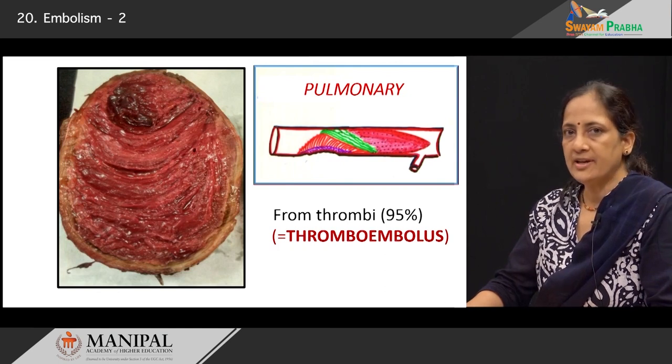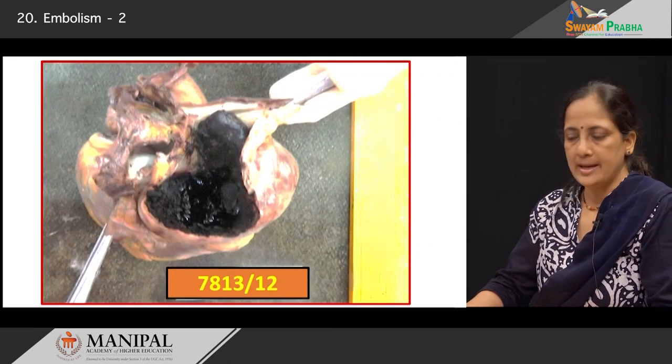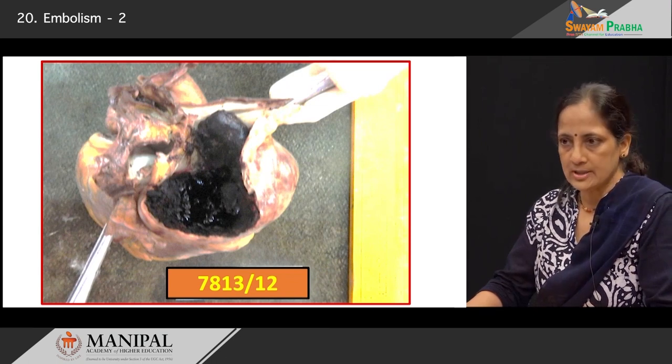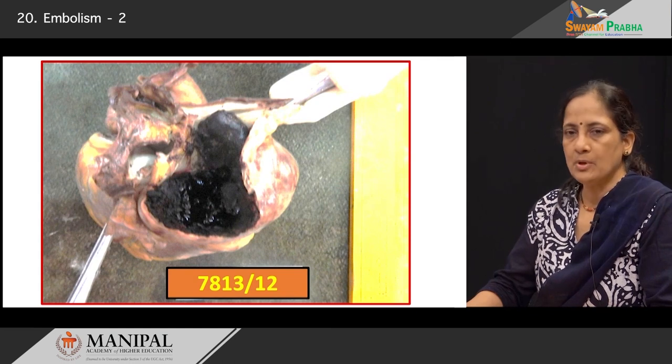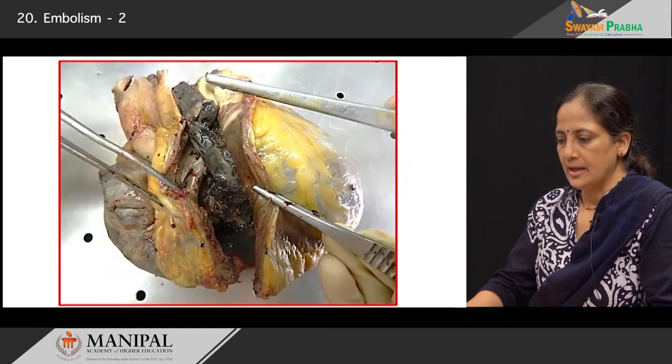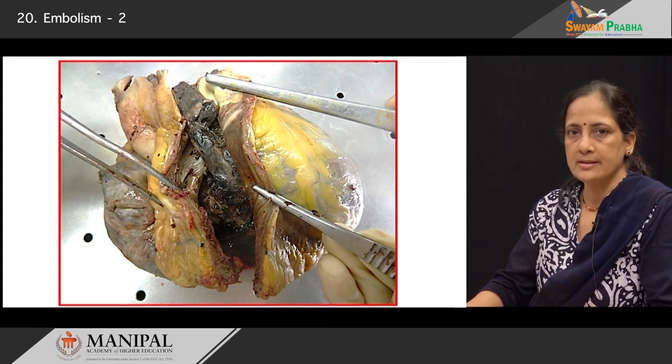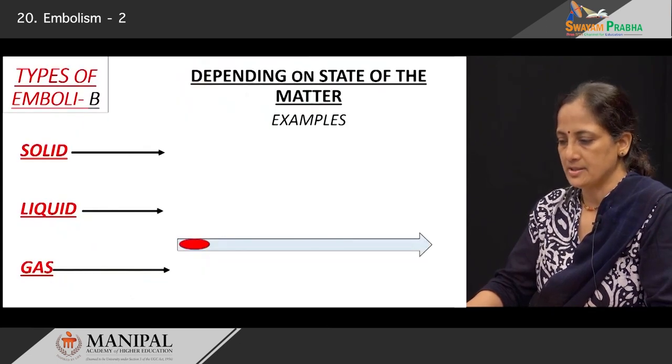Remember that 95% of the emboli are derived from thrombi and therefore are called thromboemboli. In this picture, we can see the right atrium filled with one such embolus which has arisen in a deep vein of the leg. It not only filled the atrium, it extended down into the ventricle and up again into the pulmonary trunk, blocking it and finally killing the patient.